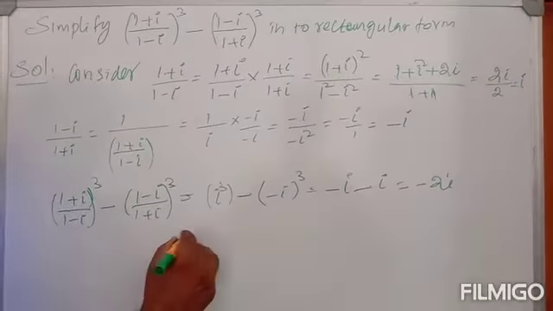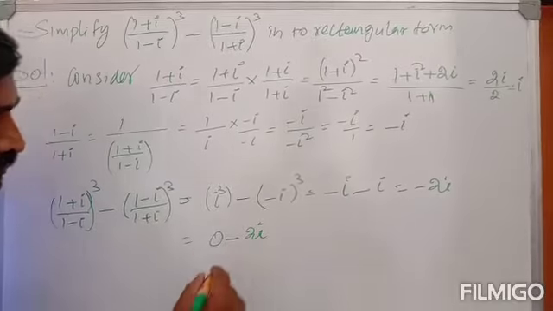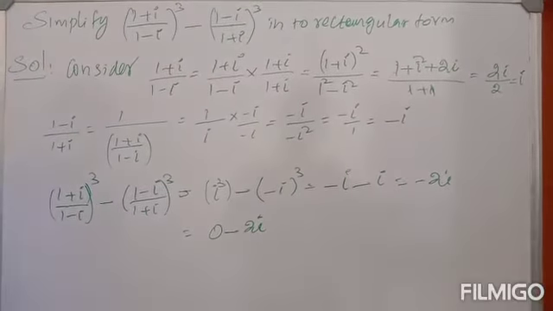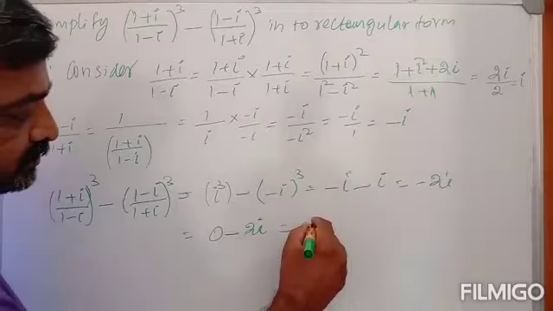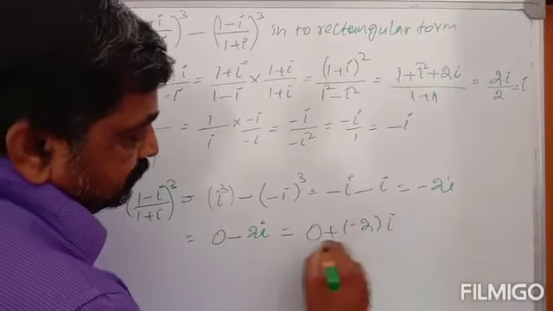But that is, we can write, equal to 0 minus 2i, that is x plus iy form. The real part is 0. So we can write 0 minus 2i, or otherwise we can write 0 plus minus 2 into i. So that is x plus iy form.